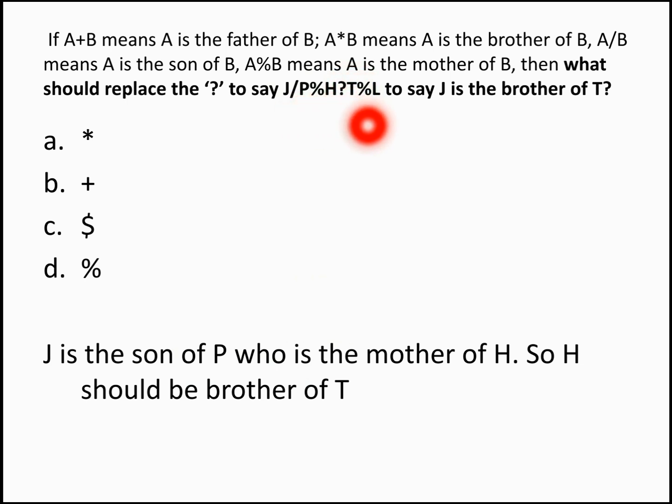We do not know the gender. We haven't discussed the gender of T yet. So we can just say P has 3 children, namely J, T and H so far. However, we got the answer to be star. Hope you got it. Moving to the next question.